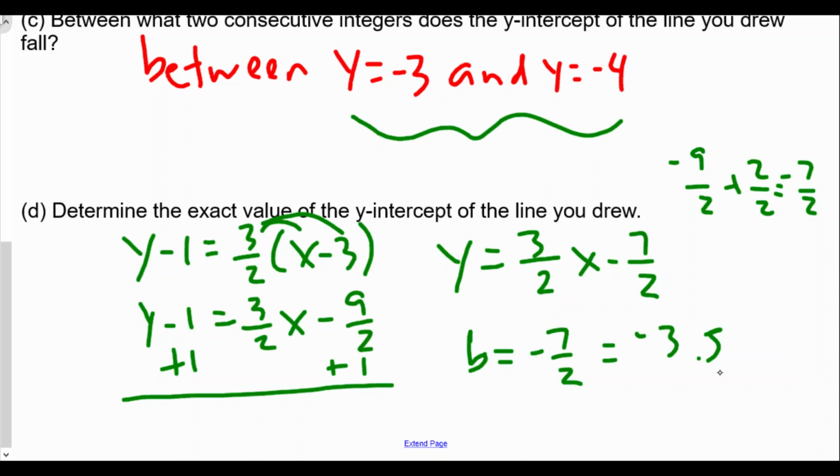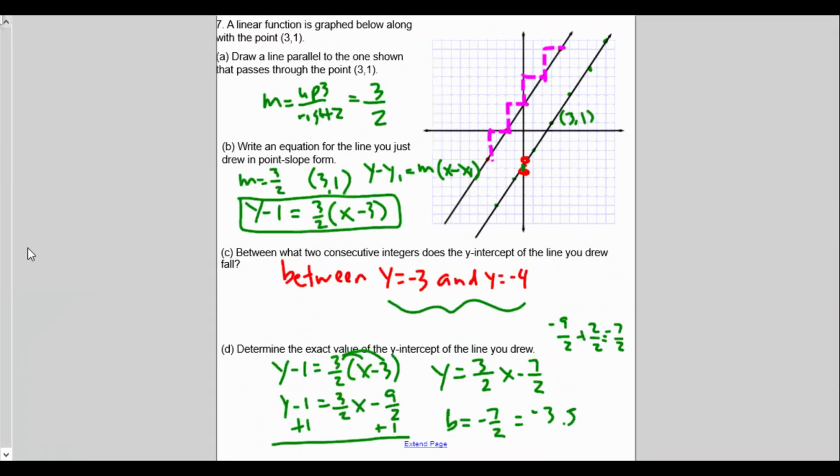And there you go. So having the point slope form is very nice when we don't know for sure the exact y-intercept of the graph, but we can find the exact value of the y-intercept once we have the equation in point slope form by just solving for y. And so if we want to get a good look at the whole question, here you go.